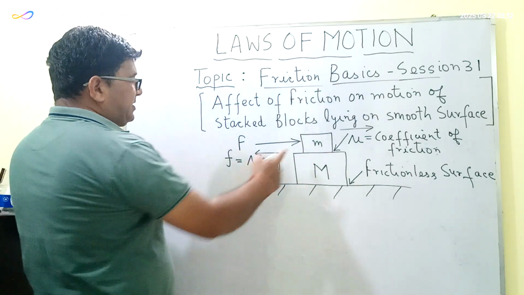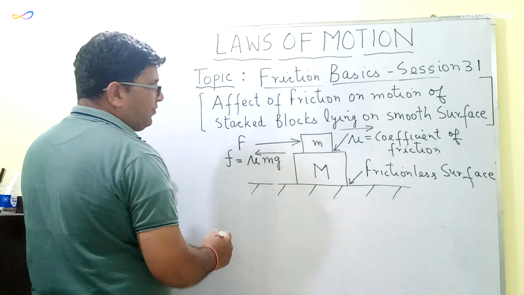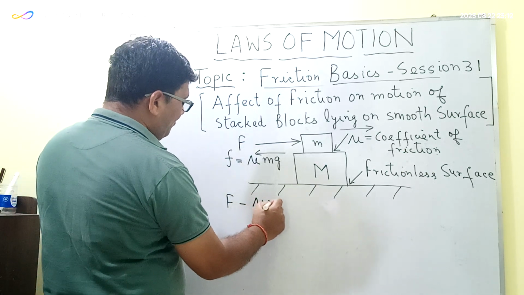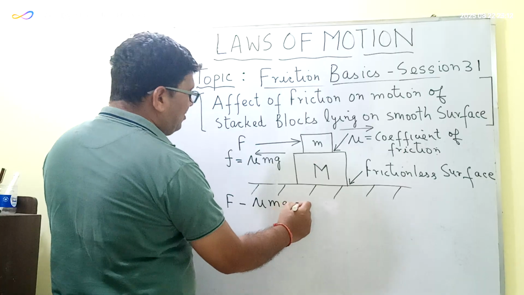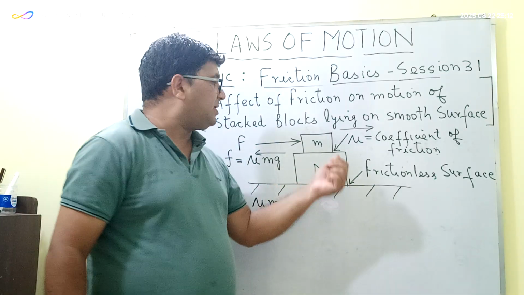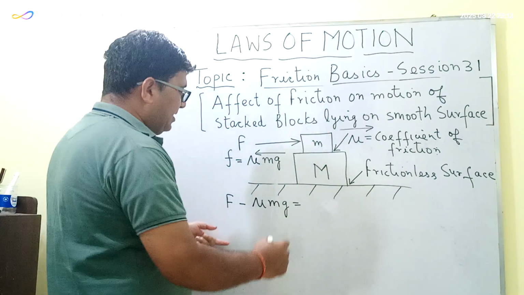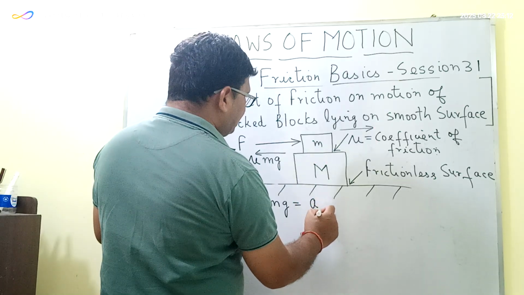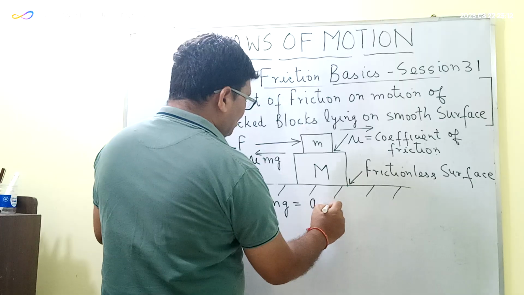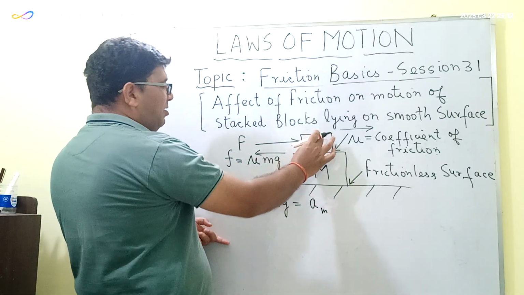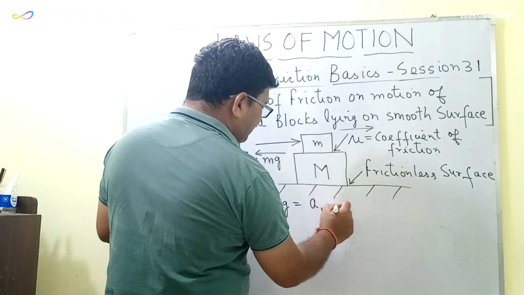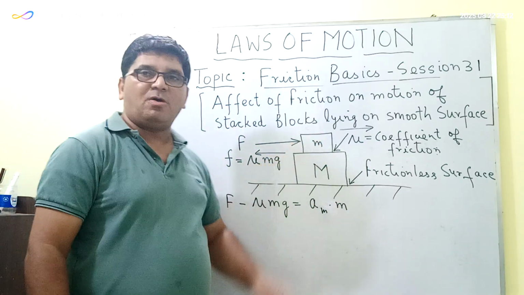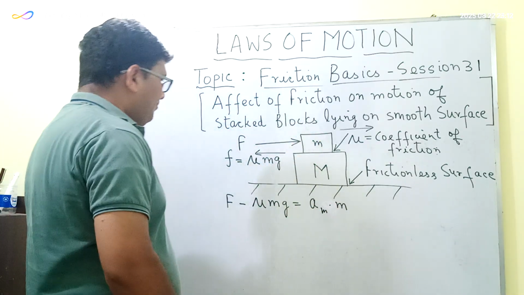So the net force acting on this block of mass small m will be equal to F minus mu mg, and this will produce some acceleration in this block of mass m. Let us say that acceleration is a m. So this is the net force acting on this block, and force is equal to mass into acceleration. So mass into the acceleration produced in this block of mass small m.